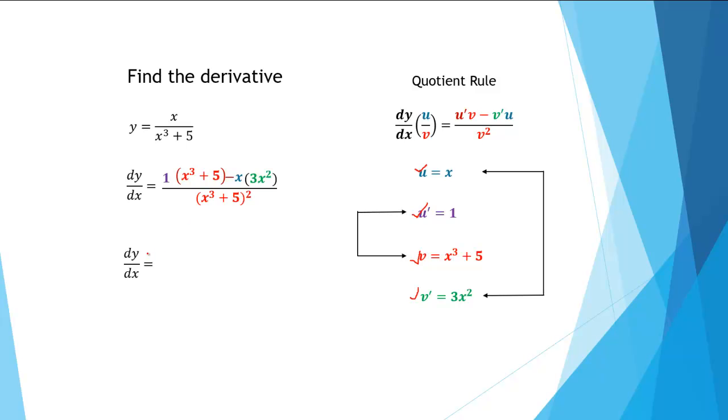So we have dy dx. We'll write out v squared. We'll remove the parentheses, so we'll distribute 1 in our first term. So 1 times x cubed is x cubed. 1 times 5 gives us 5. Now we'll distribute x. So negative x times 3x squared gives us negative 3x cubed. Now we'll simplify like terms for a final result of 5 minus 2x cubed divided by x cubed plus 5 quantity squared.